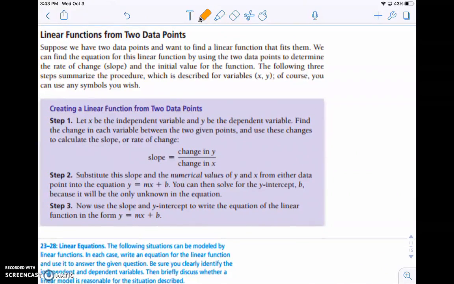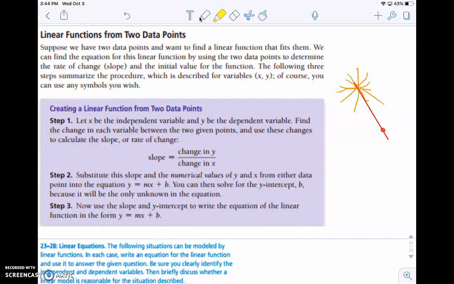Now you can also find a linear function when you have 2 data points, because if I've got 1 point, then there's an infinite number of lines that you can draw going through that 1 point. However, the moment you add a second point, there's only one line that will go through both of those points. So if you have 2 points, you have sufficient information to create a linear function. And you have to make sure that what you're going to create your linear function for, what it's going to represent, is reasonable.